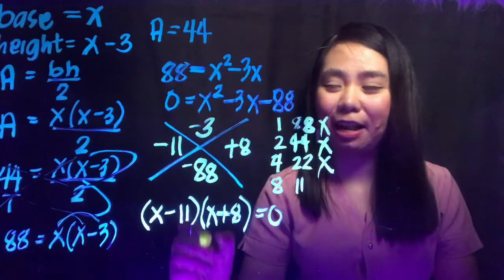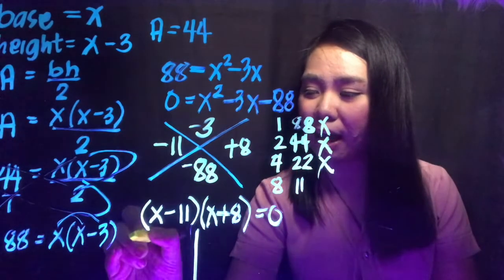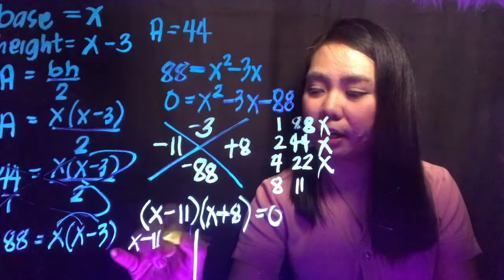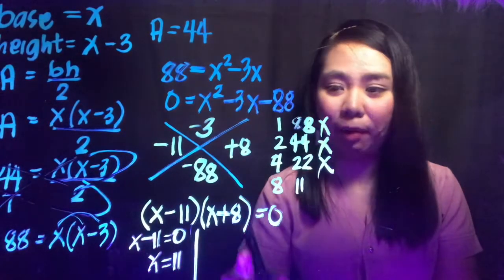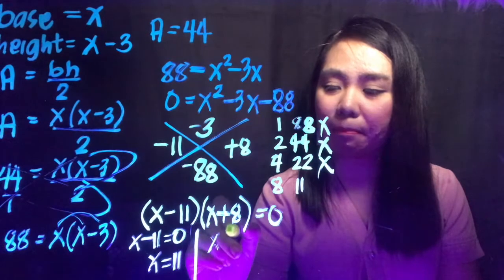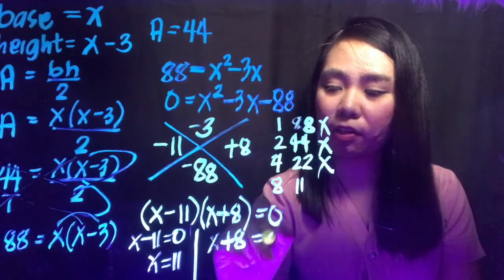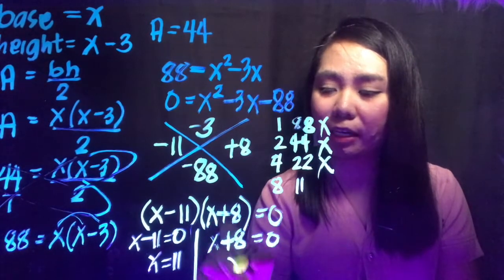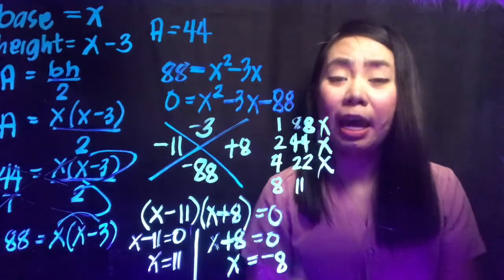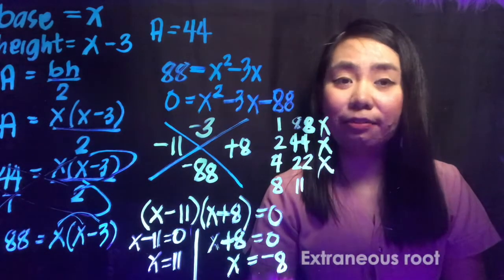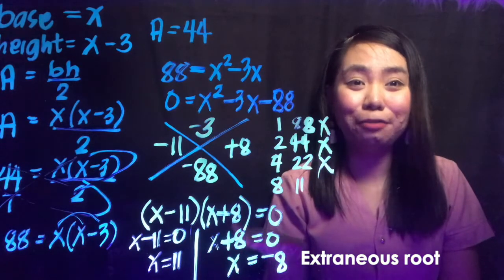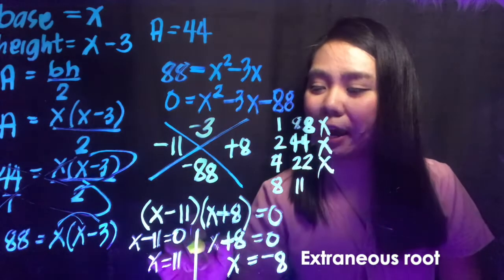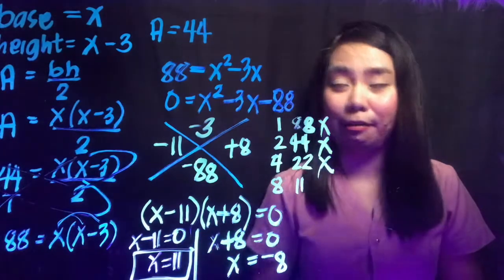Now let's get the value of x. In this case, you have x minus 11 equals 0, and you have x equals 11. While this one gives you x plus 8 equals 0, and when we move it to the other side, it becomes negative 8. Take note that a negative number cannot be an answer, and there is no negative value for the length. So in this case, our x is equal to 11.